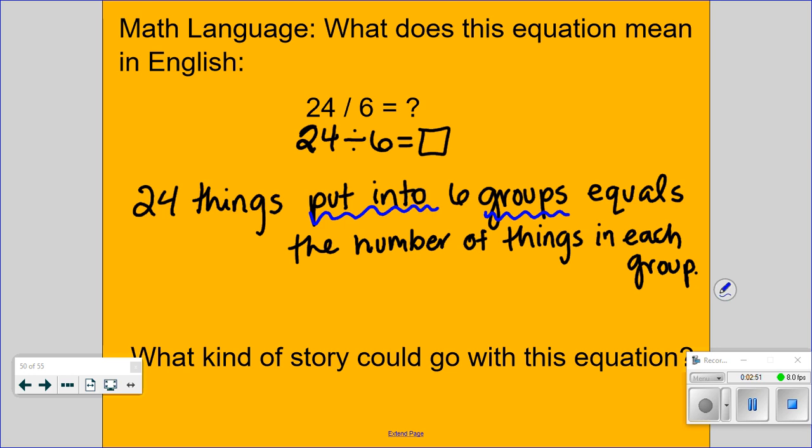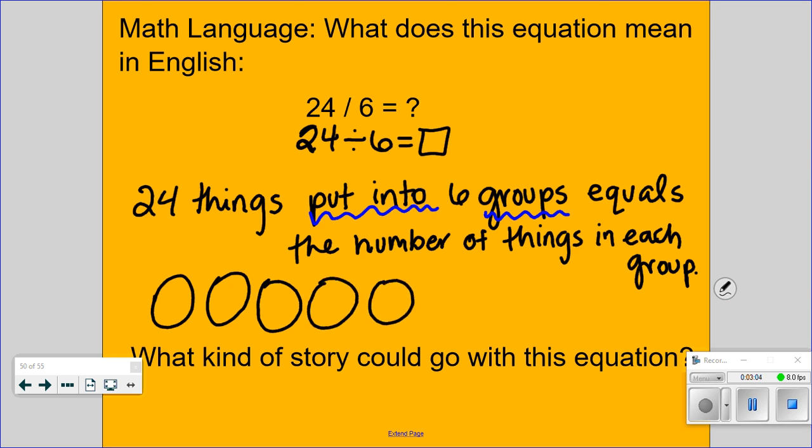Michael? You could draw like 6 circles, that would be like 6 groups. And then you could deal out and do like 1 in each group until you get to 24. Very good. So Michael is saying I can make my circles, which represent my groups, kind of like my piles. And Michael used the words dealing out.